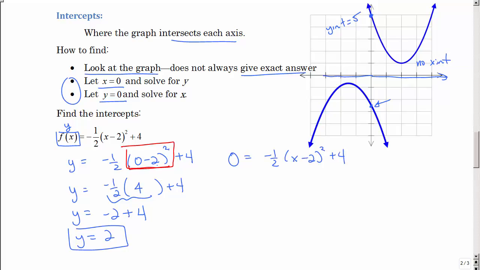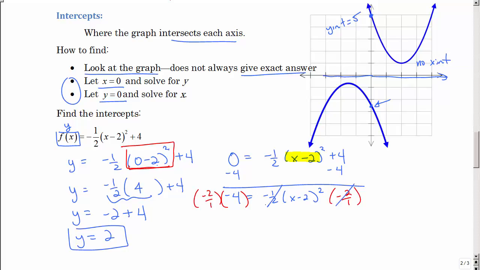Not as pretty. So we kind of want to get x by itself, so maybe we should start out by getting that parenthesis by itself. What could I do? Well, I could subtract 4. Then that fraction kind of needs to go away. So how about let's multiply by its reciprocal. All right, so that's going to cancel that out. This is going to be positive 8.